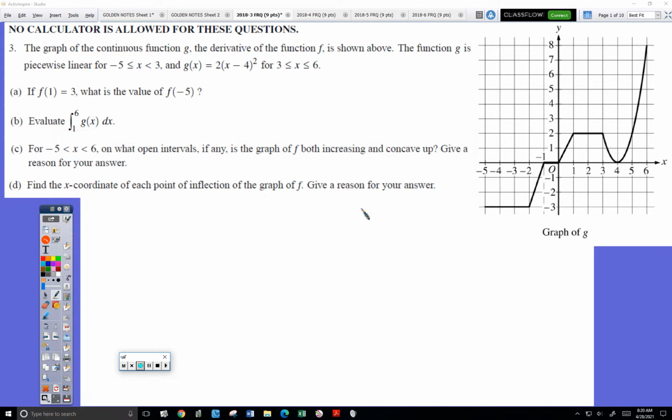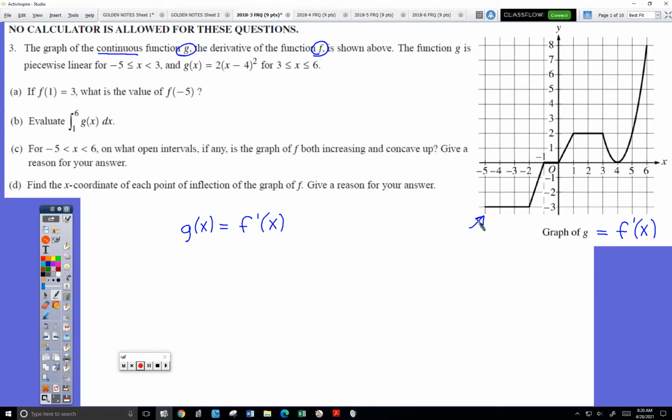3a, the graph of the continuous function g, which is the derivative of f. So I'm going to write that down right now. g is the derivative of f, is shown here.